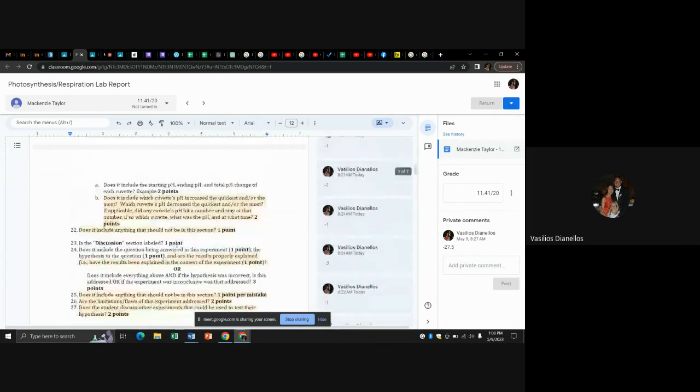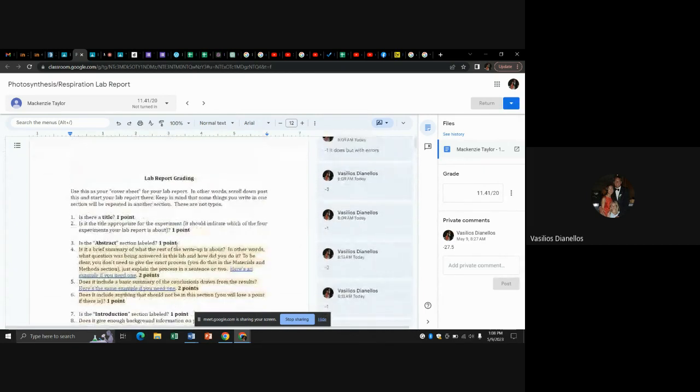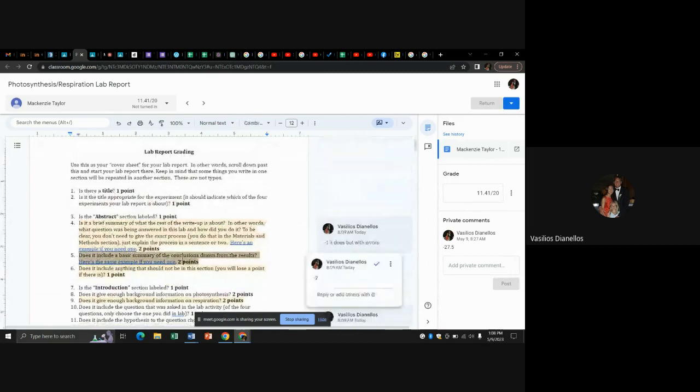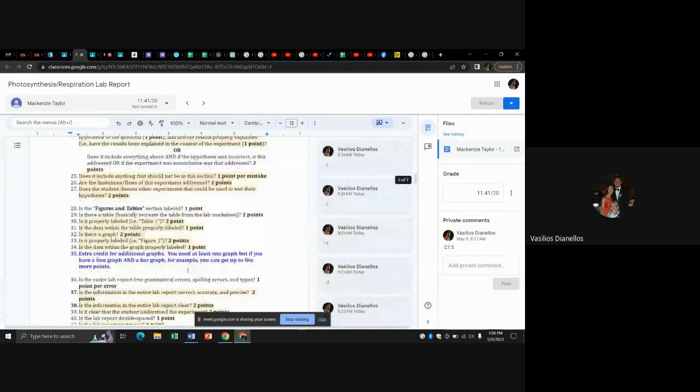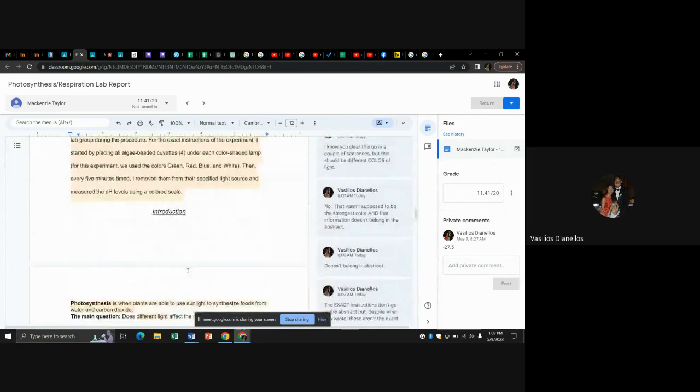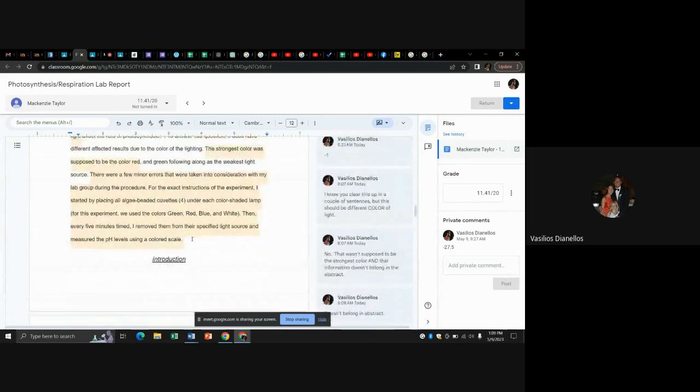and then of course the more important part, as far as points are concerned, is this right here. You needed to have a basic summary of the conclusions. So here's the question. Here's what we did, and then here's the results, right? So you would say something like, and then come to find out, white was the best color and green was the worst, or whatever the case may be. Make sense? Yeah. Okay.